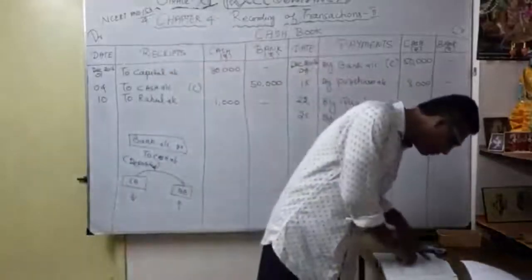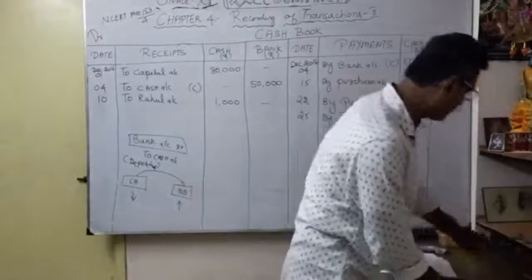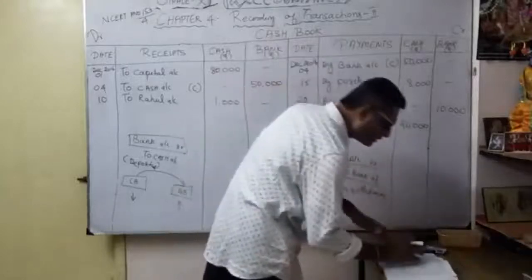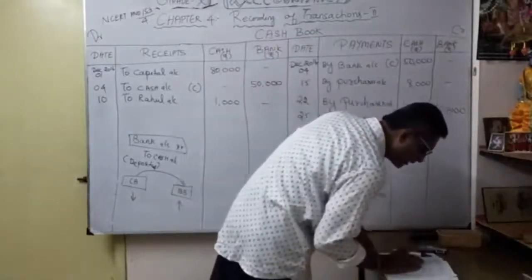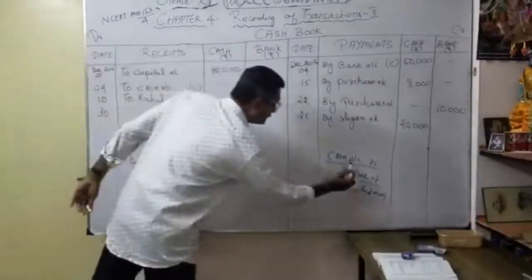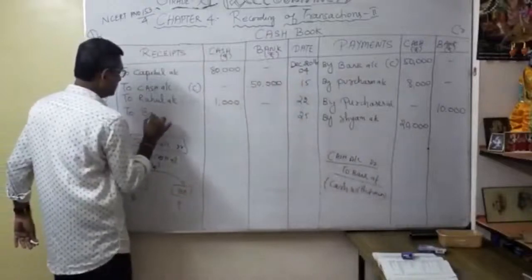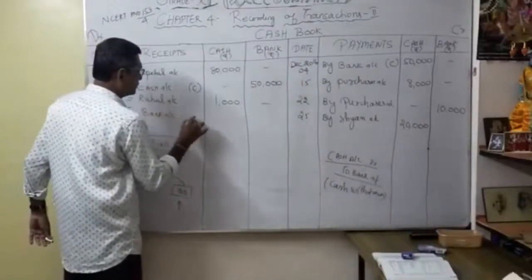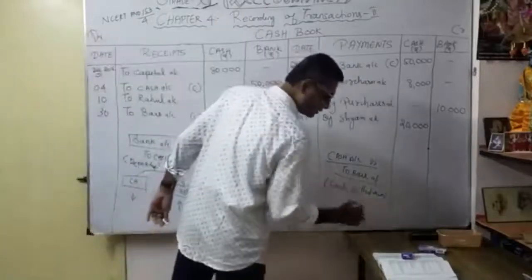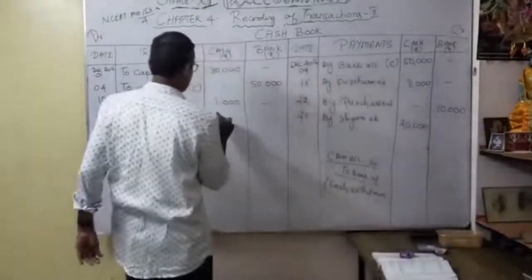So what is the amount? The amount is 2,000. December 30. First, how are you going to write? First you have to write the debit part, correct? This part. So what is the date? December 30. What is the entry? Cash account debit to bank account. Put in brackets, contra. How much? In the cash column, correct, you got the cash. How much? 2,000. Correct? 2,000.